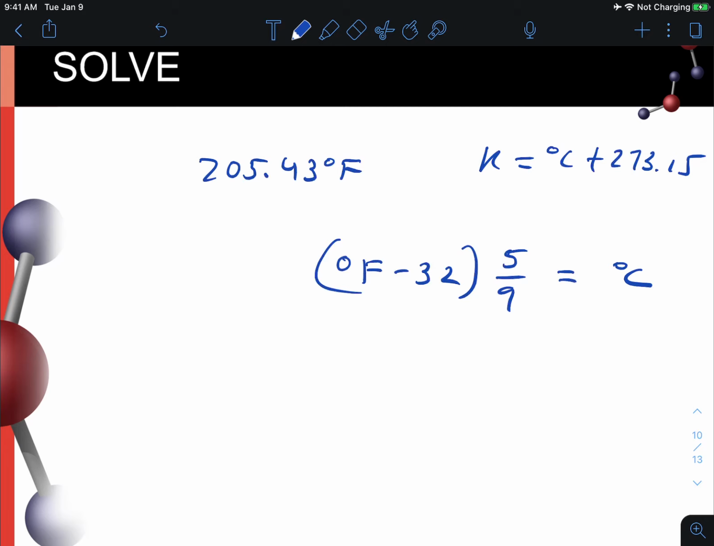And I'm allowing you to calculate this yourself. We did the same thing in class. So you do the math. You say 205.43 minus 32 times 9 divided by 5 equals degree C. And I can do that real quick on my calculator here. See what you get.